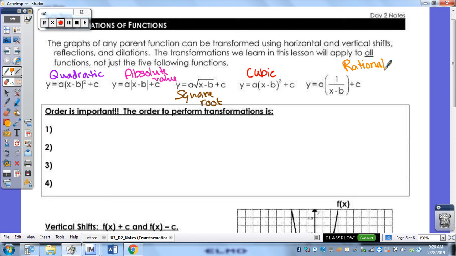So now transformations do need to be done in a very specific order. So you have to do certain things first, and then you do the next one. If you don't do it in the correct order, you end up with a very different function than what you're supposed to have. So first we do any horizontal shifts.